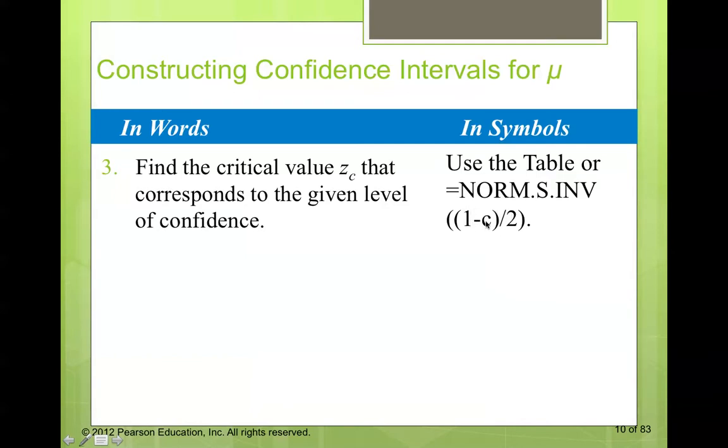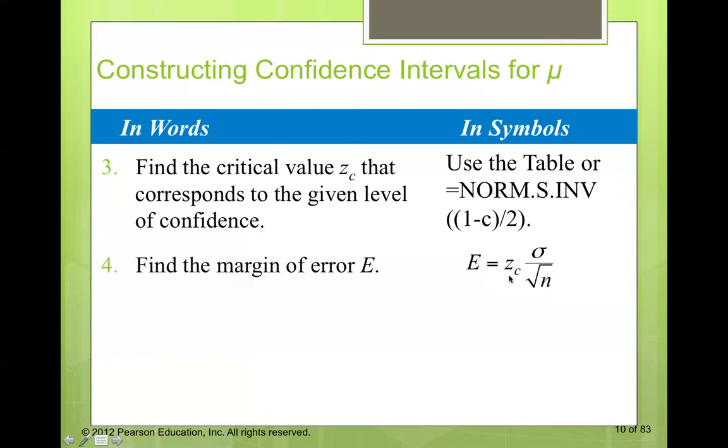So what if c was 0.95? This would be 1 minus 0.95. So what is that? That's 0.05. So you don't have to put the 1 minus is what I'm telling you. You could just put 0.05 divided by 2, or you can do 1 minus 0.95 divided by 2, and you will get the same result.